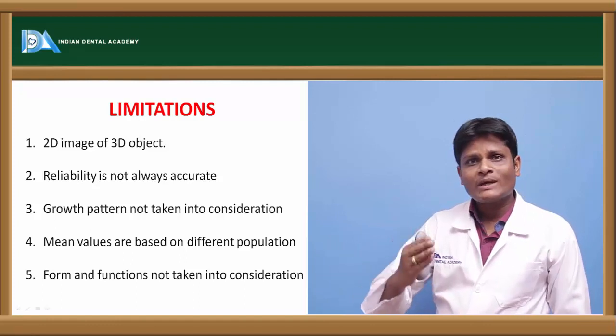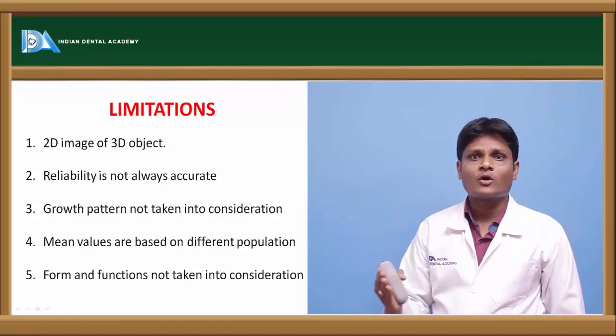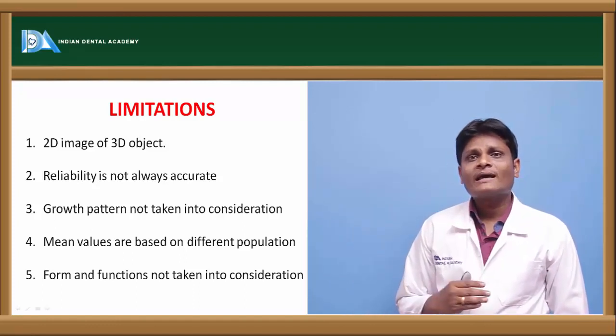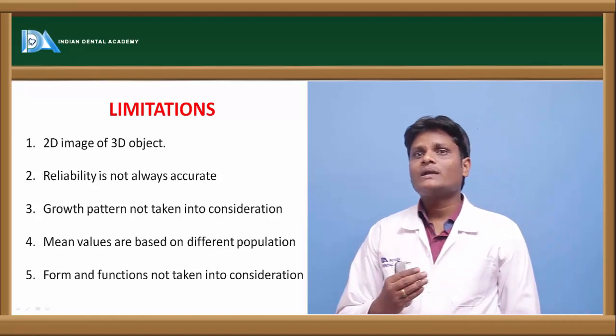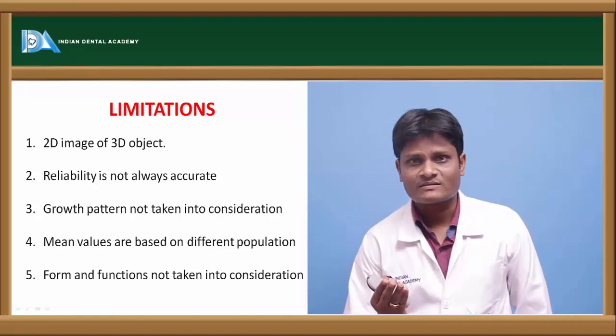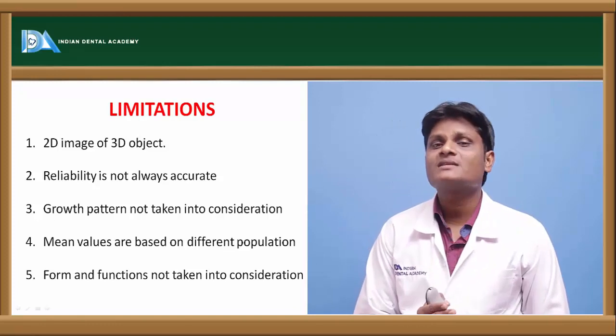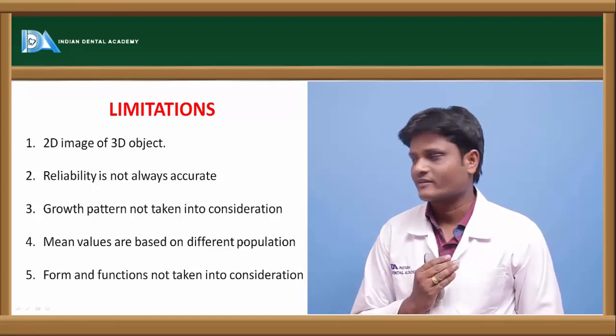A cephalogram is a two-dimensional image of a three-dimensional object. That means we can analyze the parameters only in two dimensions of space. The third dimension is missing. That is one drawback of cephalometrics.